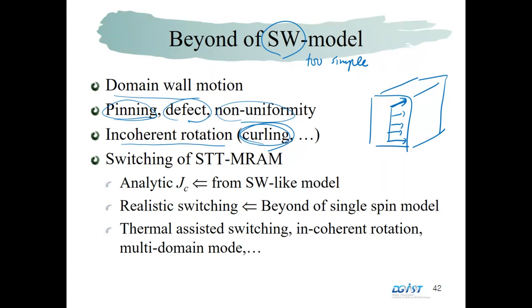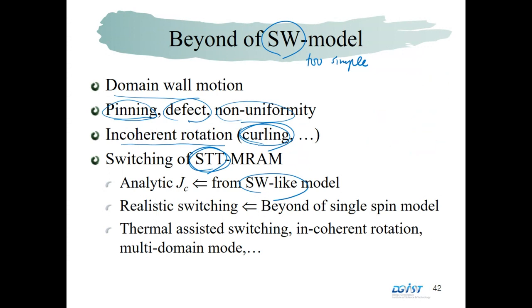And also, this model can be applied to the switching of spin transfer torque and MRAM also. But in the simple case, we can obtain a very simple relation like the Stoner-Wohlfarth model. But in a realistic case, it's much more complex, and we have to apply more complicated models to obtain the realistic behavior.